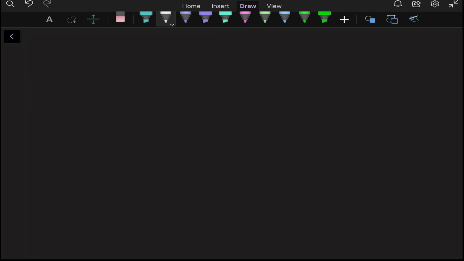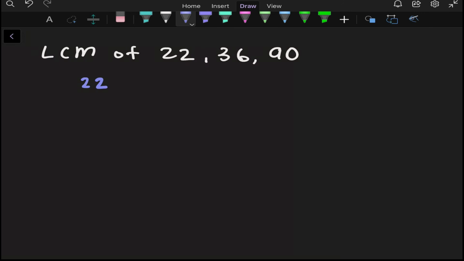Now we're going to find the lowest common multiple of 22, 36, and 90. Okay, so 3 numbers this time. So maybe think about the more efficient way to find the lowest common multiple of those 3. Okay, so I am going to write out their factors. So actually I'm going to do a factor tree. 22, 2 times 11, perfect because those are both prime numbers.